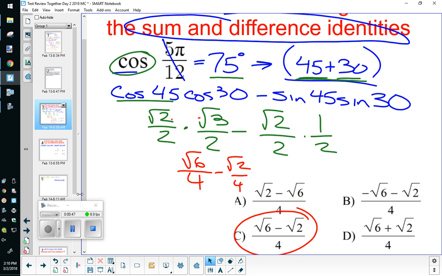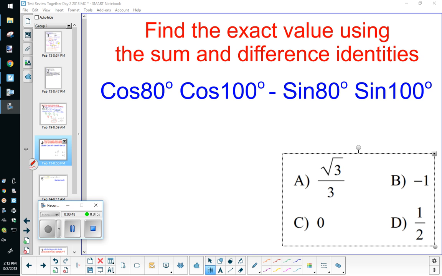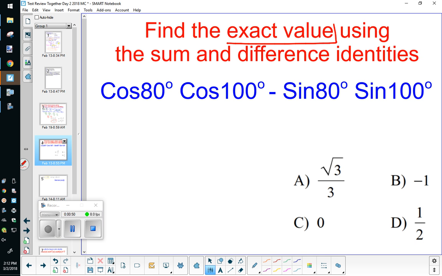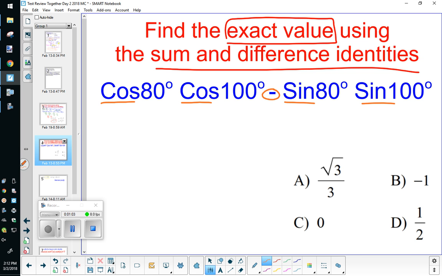Questions on the first one? Be easy to do. It says find the exact value, so know eventually you're going to use your unit circle. Sum and difference identities, so you know you're using these. The first step that we wrote out on Wednesday was match the pattern. Cosine, cosine, minus sine, sine. Which sum and difference identity goes cosine, cosine, minus sine, sine?